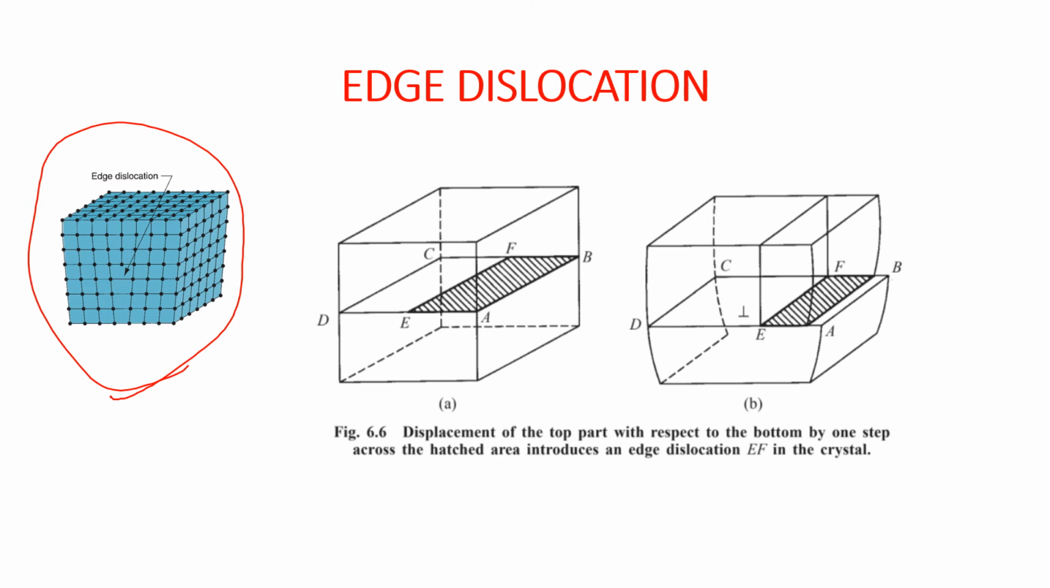You can consider that the plane in this region is in alignment with one of the planes here. It is slightly shifted. There is no such shifting in this region. The shifting occurs only from the line EF and to the right side. This plane ABCD, the full plane ABCD, is called the slip plane. We call this the slip plane.